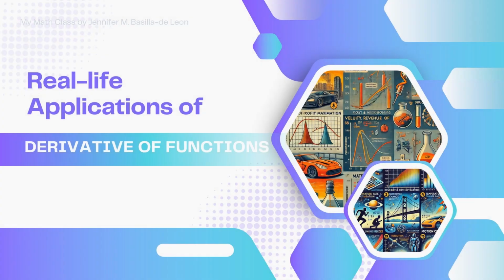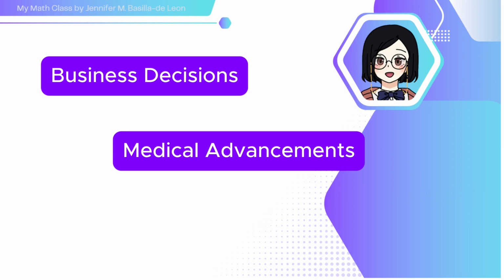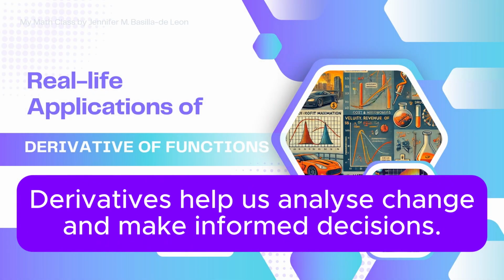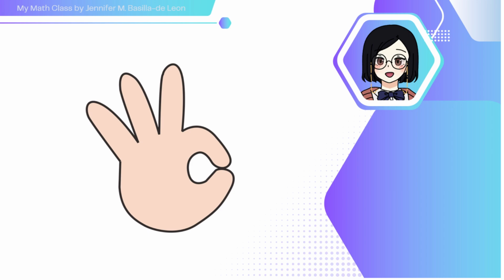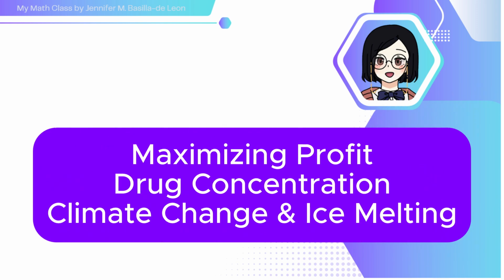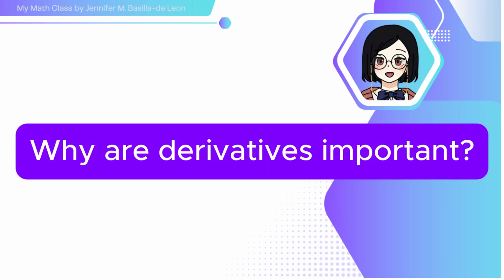Mathematics is everywhere, from business decisions to medical advancement to environmental studies. Derivatives help us analyze change and make informed decisions. Today, we'll explore three key real life applications of derivatives: maximizing profit, drug concentration in the blood, and climate change and ice melting. So, why do derivatives matter in these real world situations?